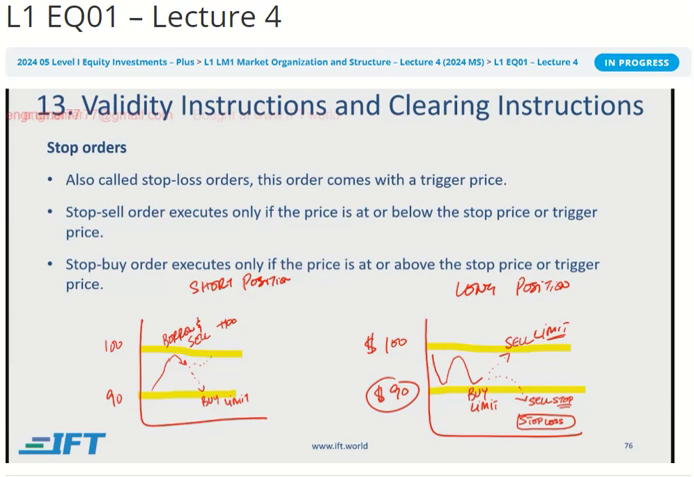But if it doesn't work out and it starts going up, here they will place something called a buy stop.